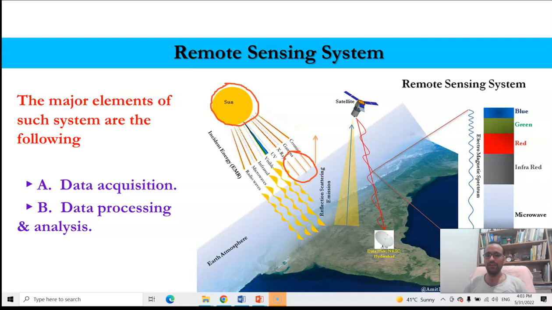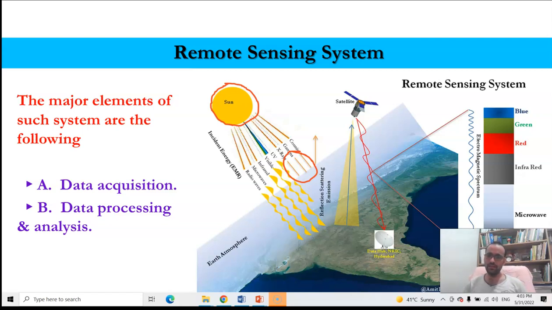So then the energy comes to the Earth's surface, and then it is reflected back to the satellite, and we have different types of sensors according to requirements. Maybe we have a visible-based band or sensor here, maybe we have an infrared-based one, or maybe a microwave-based one, right? So now this is just reflecting to the satellite.